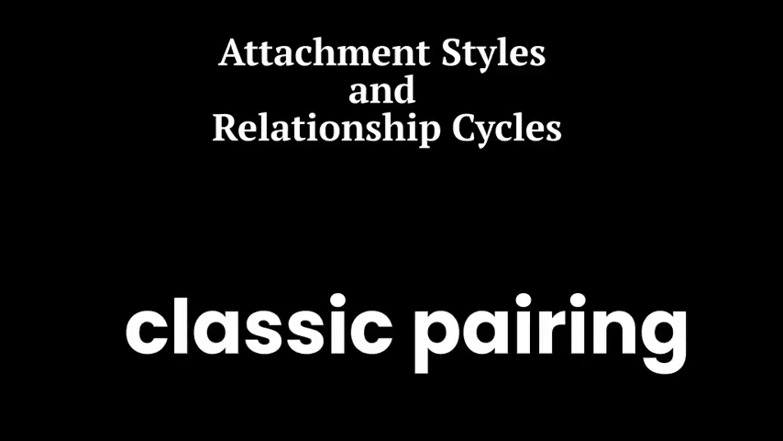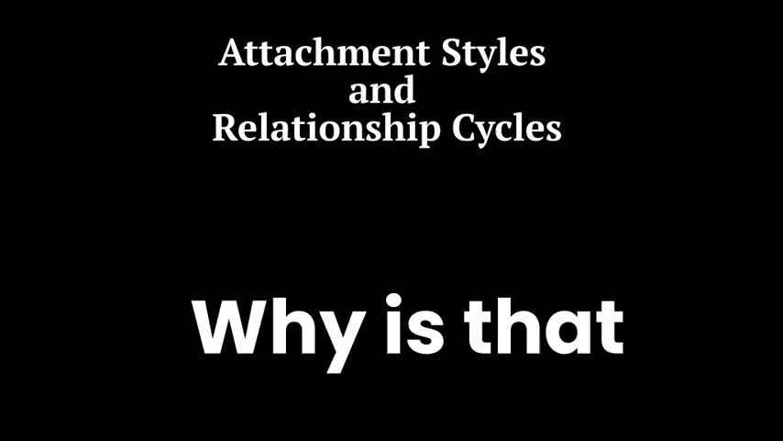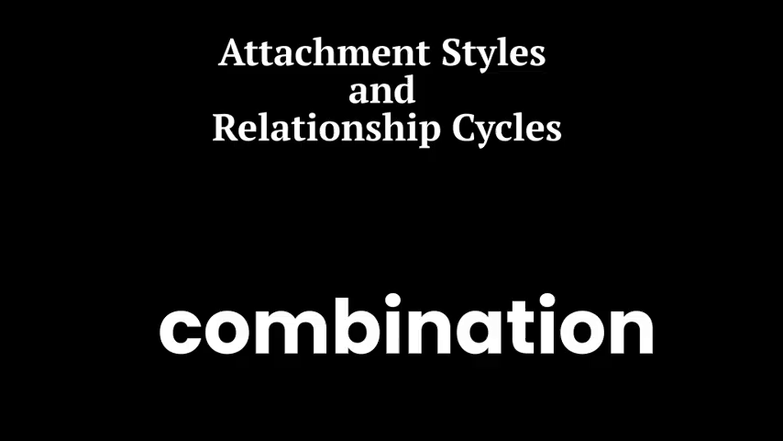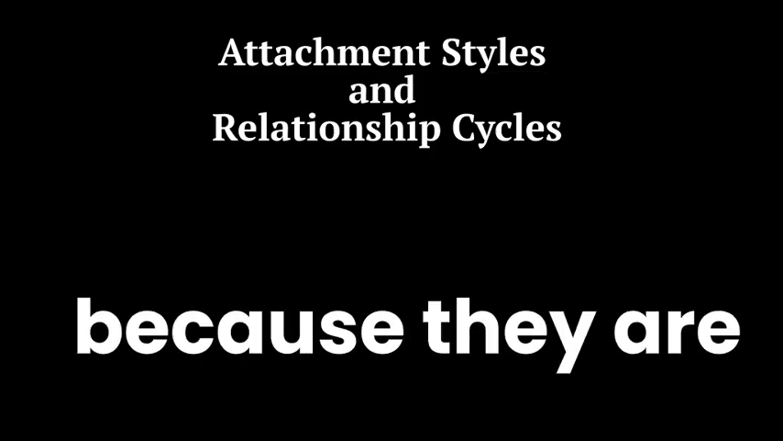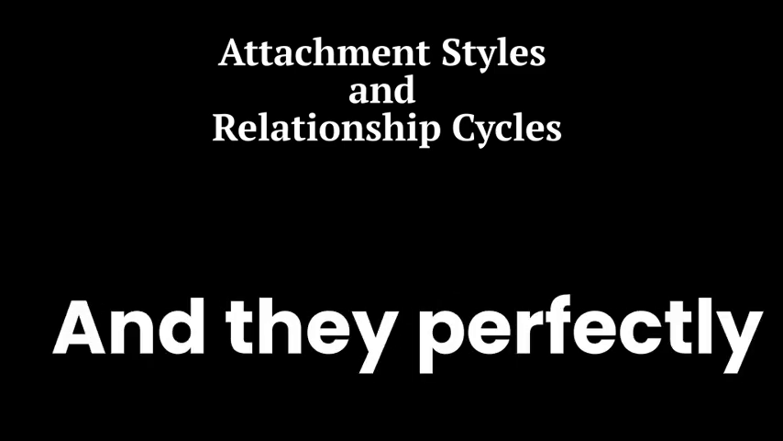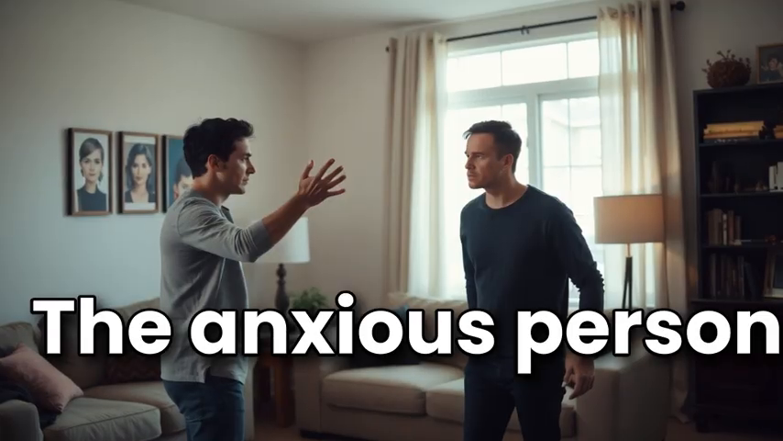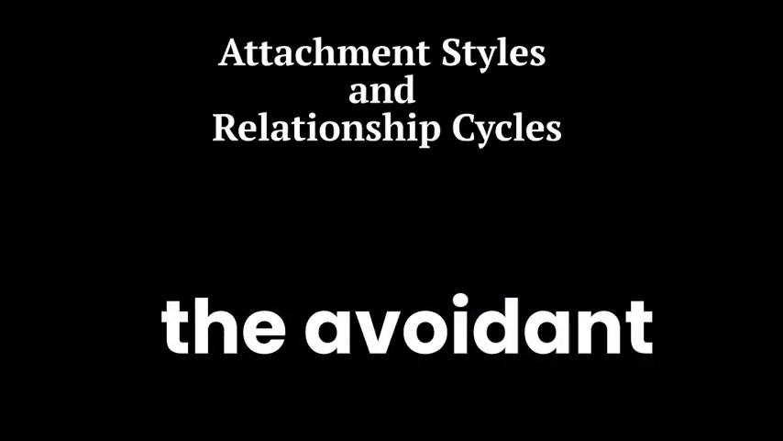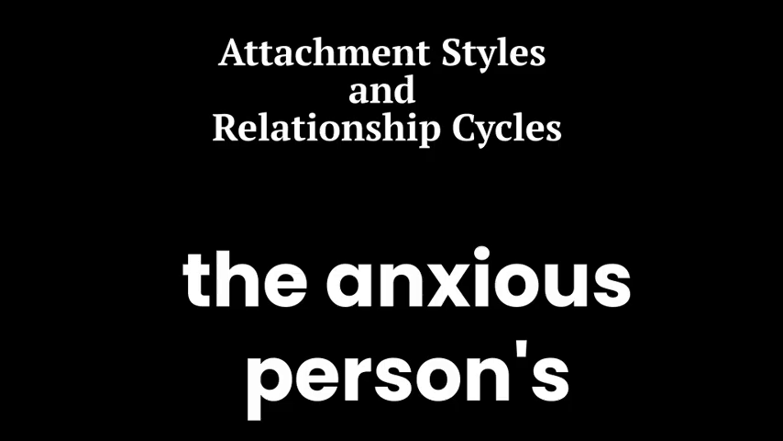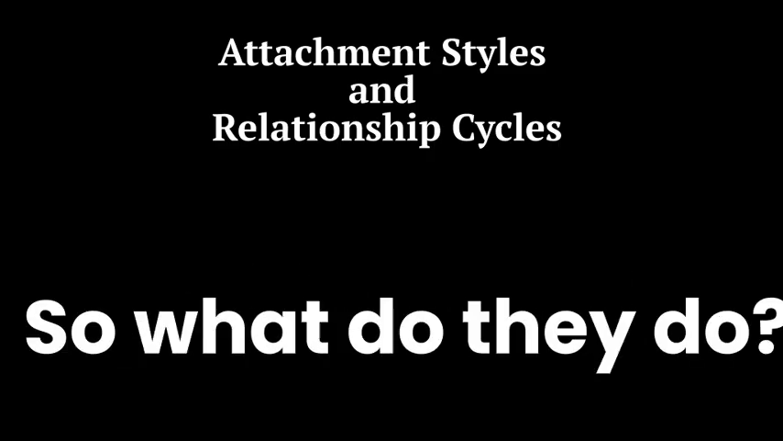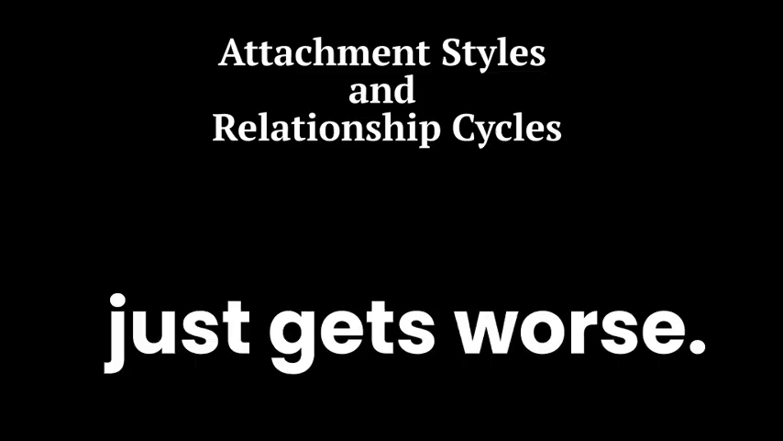Especially in that classic pairing you see so often. The anxious avoidant couple. Why is that particular combination so toxic? It just seems to lock people in. Because they are each other's worst nightmare, and they perfectly trigger one another. The anxious person pursues to get closer. Which is the avoidant person's alarm bell. So they withdraw to feel safe. And that withdrawal confirms the anxious person's deepest fear, abandonment. So what do they do? They pursue harder. And the cycle just gets worse.